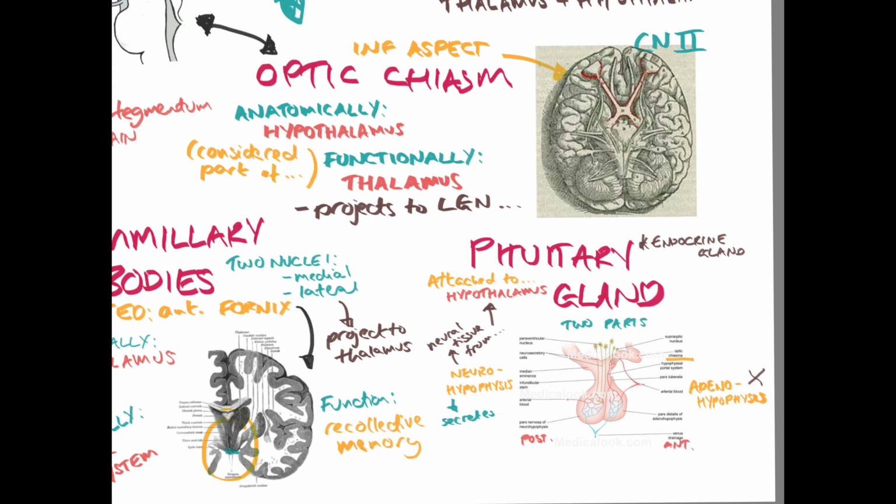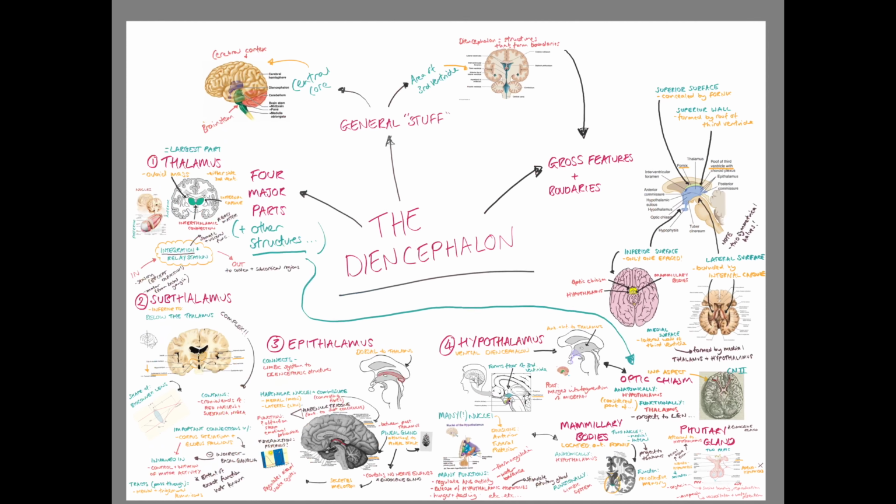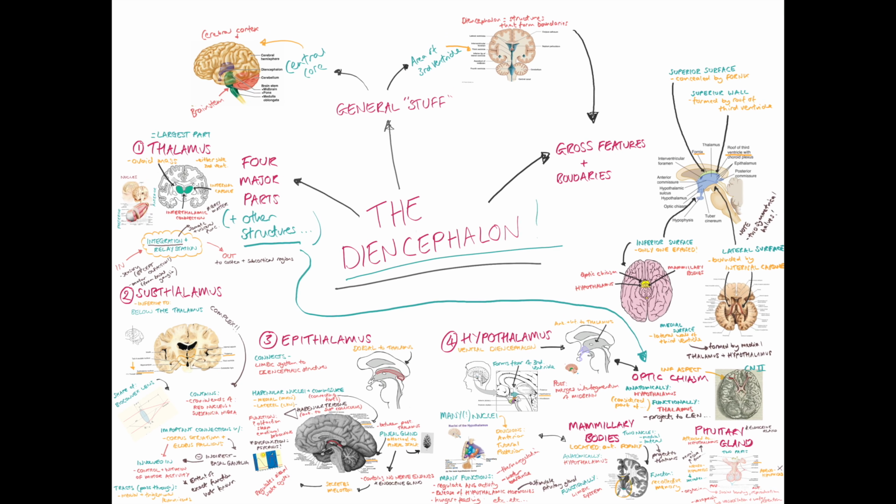It secretes two hormones, oxytocin, which is involved in social bonding and reproduction, and vasopressin, which is involved in vasodilation and water retention. And there we are. That was our introduction to the diencephalon.